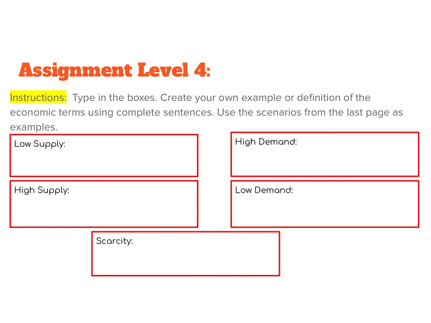Don't use those same examples because that was something we just used. You'll have to create your own, just as it says, your own example or definition of the economic terms using complete sentences. All right, that's the end of this social studies for this week.